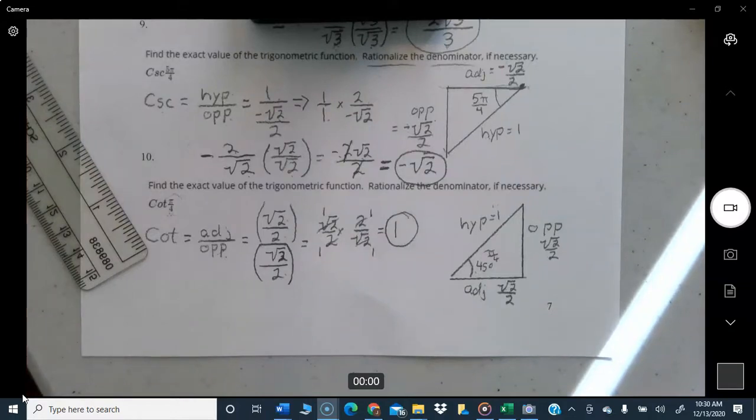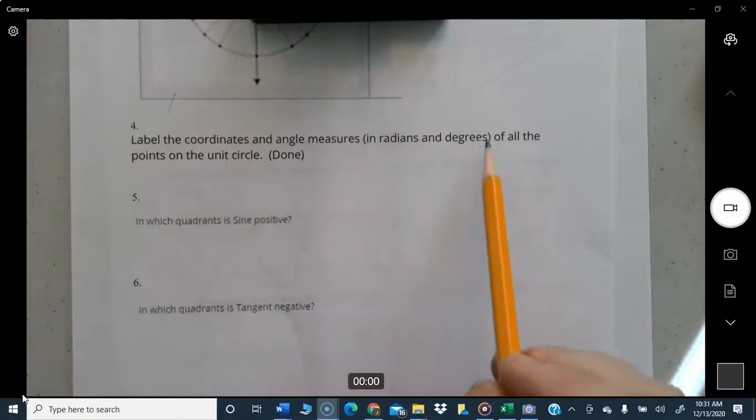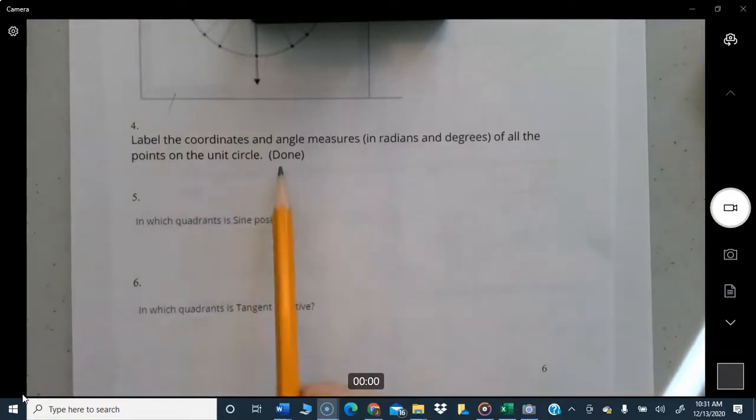All right. Let me go back and do 4, 5, and 6 now. So 4, we do every class. It says label coordinates and angle measures in radians and degrees of all points in the unit circle. So we do that every class. That's why I wrote the word done there. Okay, so if you do that in class, we didn't do it the last class, but we did it the classes before. And that's how you do that, okay?